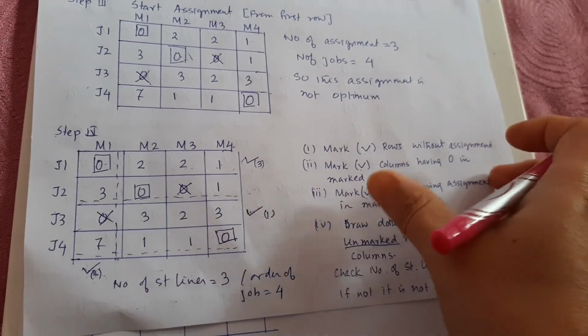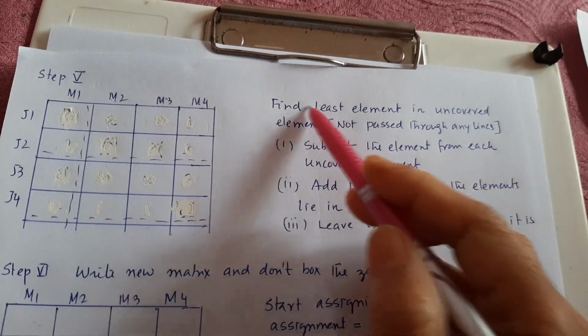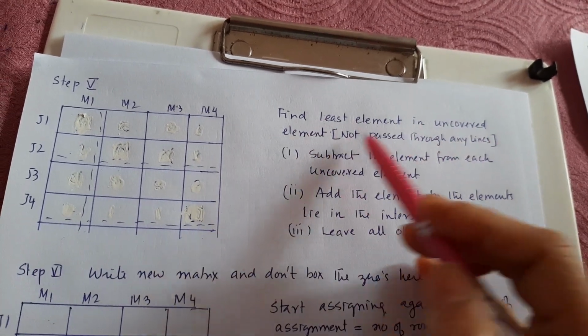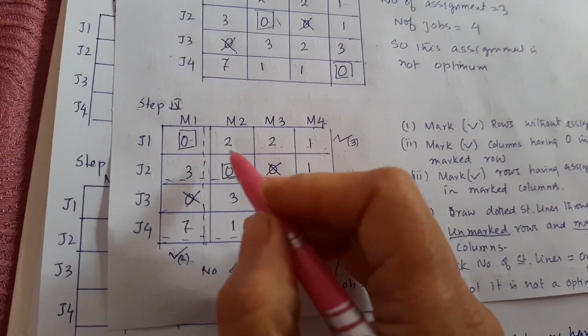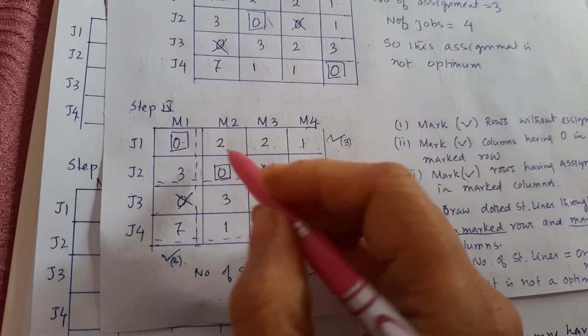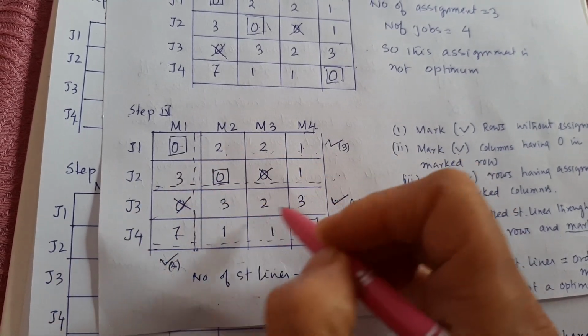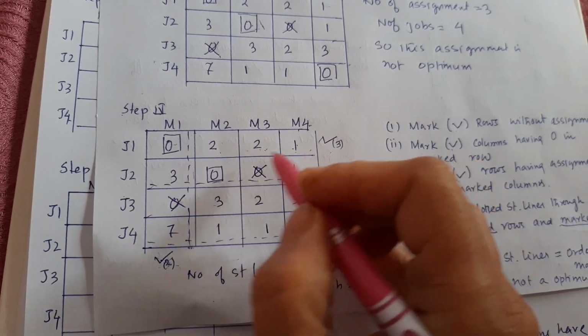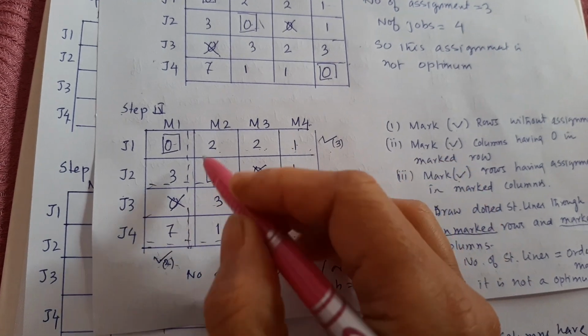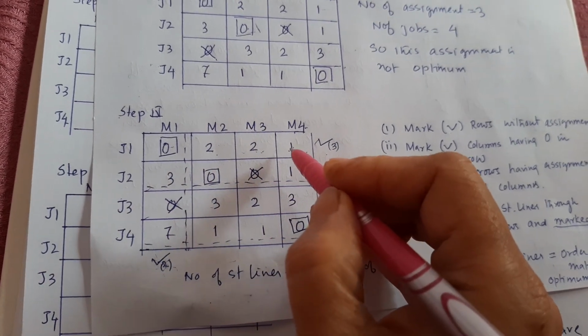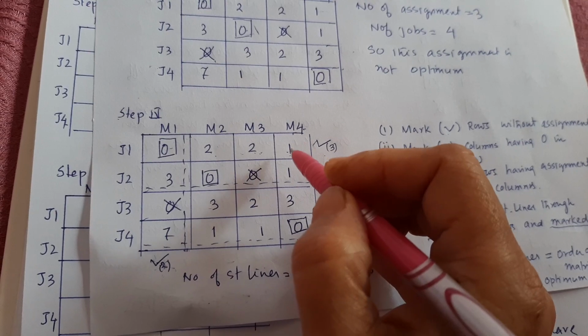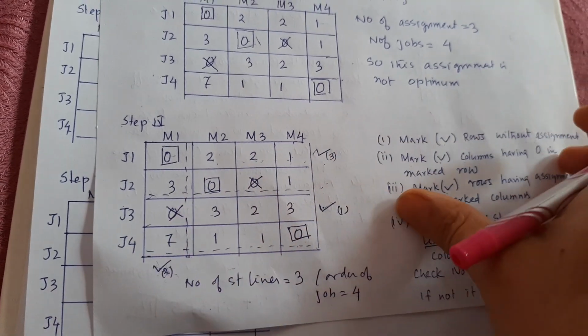In the next step, you need to look for the least element in the uncovered elements. What is an uncovered element? Looking at this, these are the lines passing through, and there are these values 2, 2, 1, 3, 2, 3. These elements do not have any lines crossing through them, so these are called the uncovered elements. In these uncovered elements, you find the least value. What is the least value here? 1 is the least value.